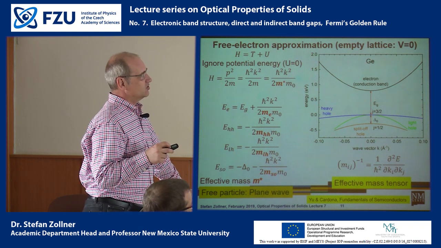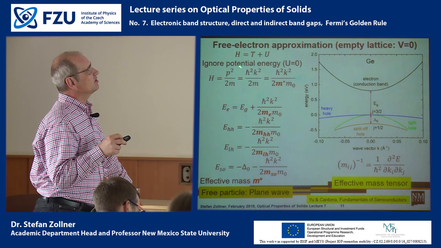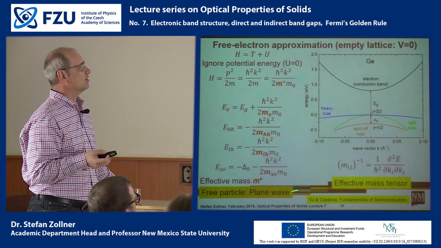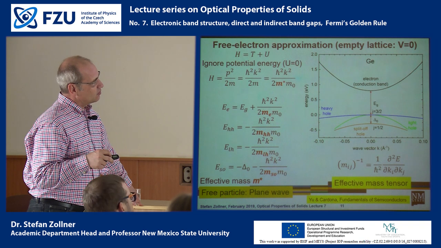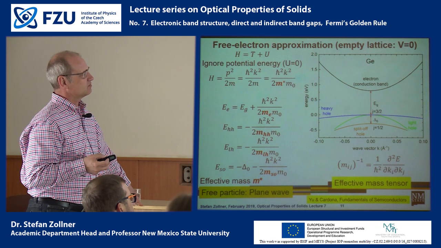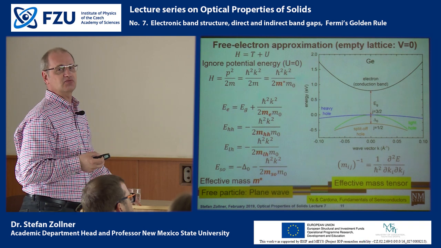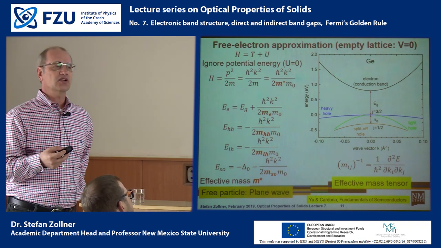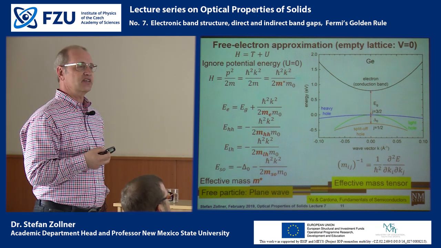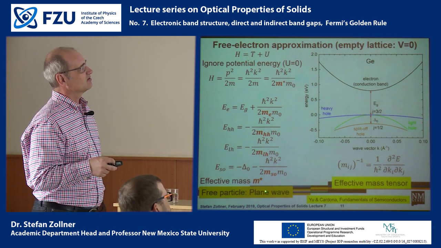In this approximation, we have ignored the potential energy. The Hamiltonian is simply a kinetic energy. The electrons can be treated as free particles. And therefore, the electronic wave functions are simply plane waves. And that makes it very easy to do calculations in this approximation, because we don't need to worry about what is the actual wave function. We don't need to do any band structure calculations. We can just do calculations with plane waves.